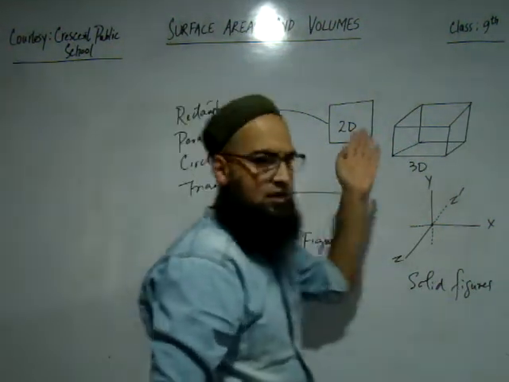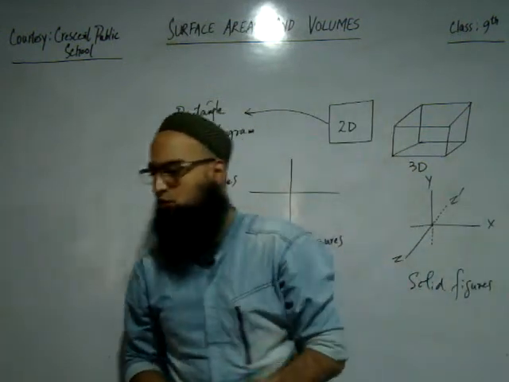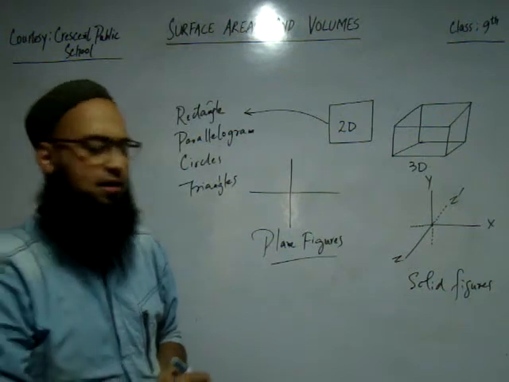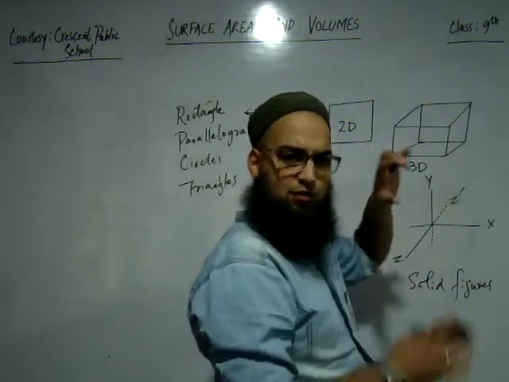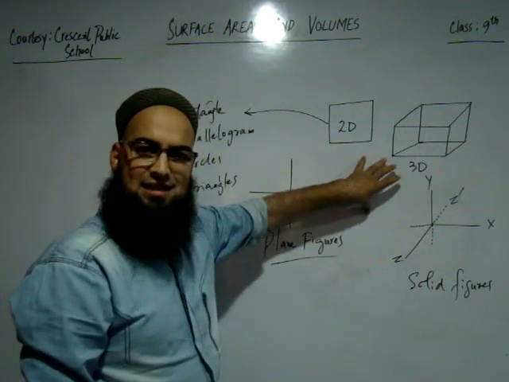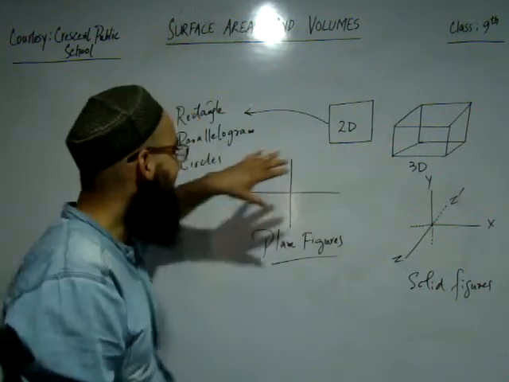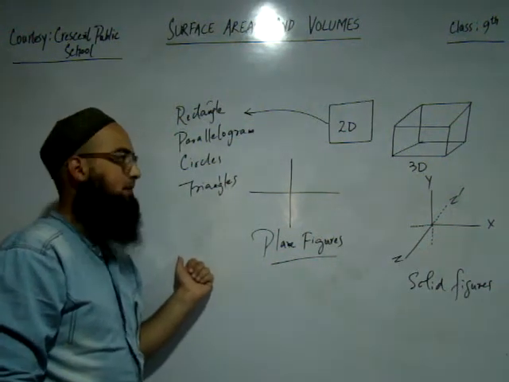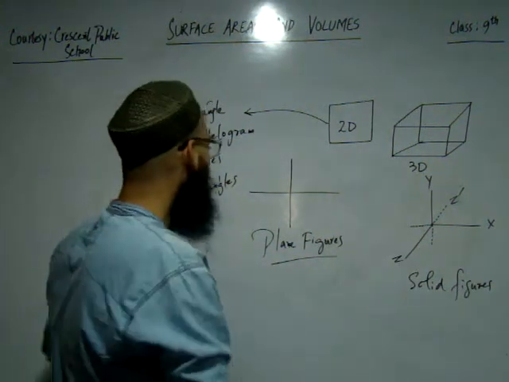3D figures, we have cubes, cuboid, we have cone, cylinder, etc. So these are all 3D figures which have three dimensions, which have x-axis, y-axis and z-axis, while 2D has only x and y coordinate system. Very good.